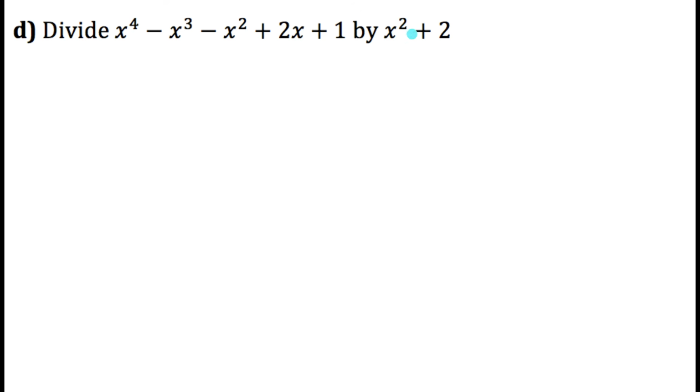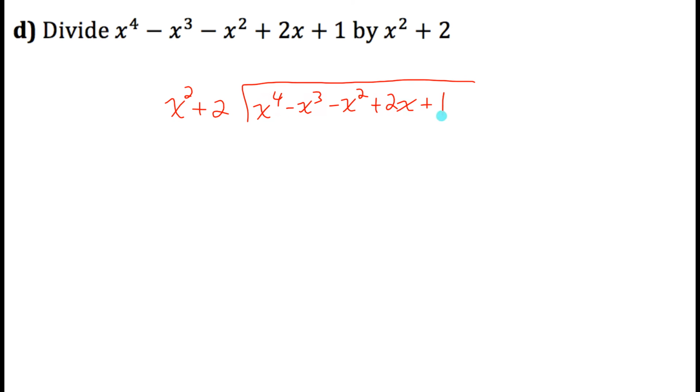Part D, another time the divisor is not degree 1, is degree 2. So once again, we have to do long division. Synthetic division is not an option. So let's set up our long division table. The dividend has all of the degree terms represented, 4, 3, 2, 1, and 0. So I don't need any placeholders. And now I can start doing the dividing.